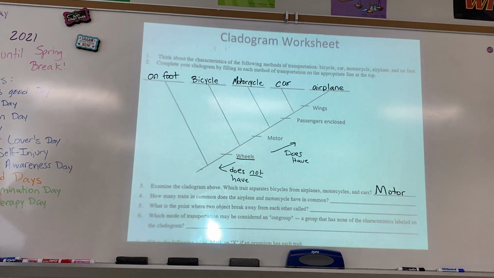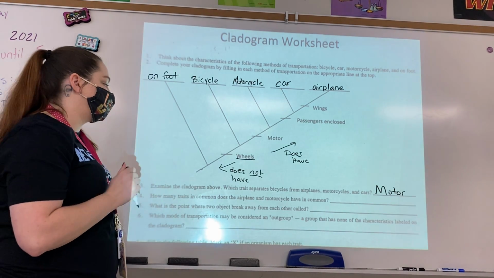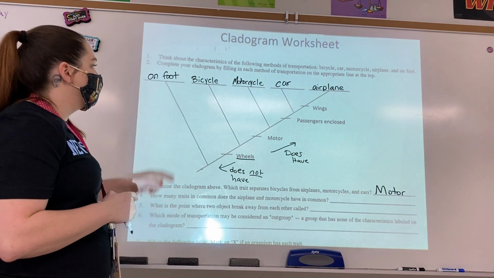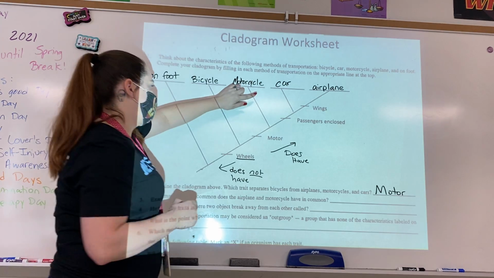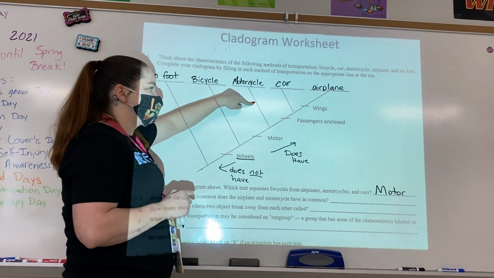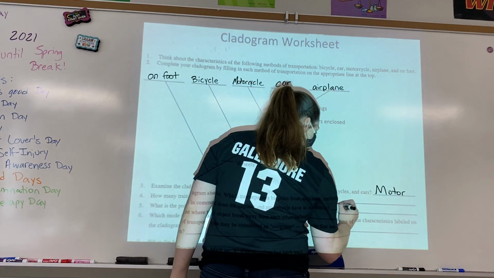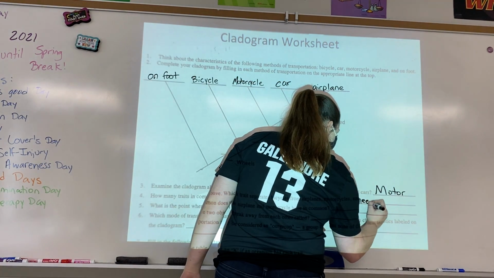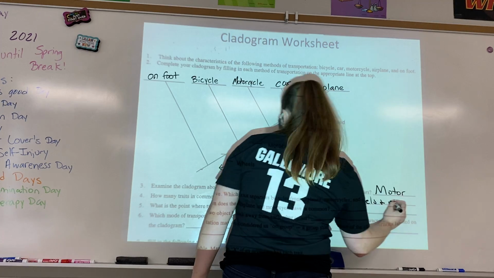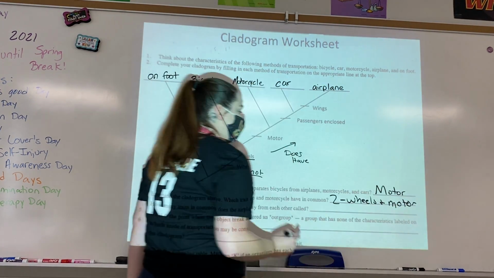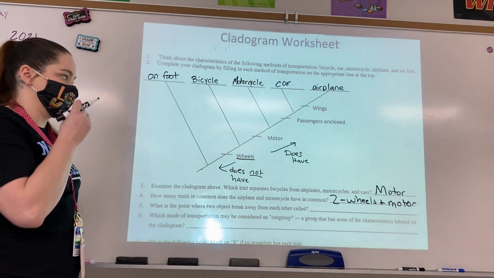How many traits in common do the airplane and the motorcycle have? 2. So the motorcycle and the airplane have what 2 things in common? Wheels and motor. So there's 2 things. They both have wheels, and they both have a motor. So those 2 things are the only 2 things that they have in common.